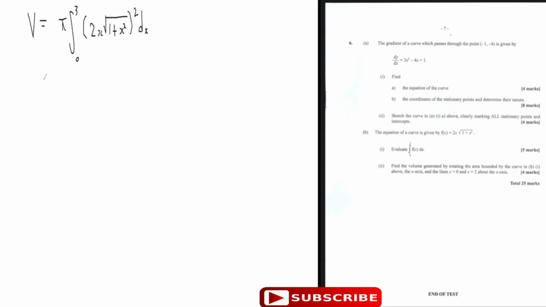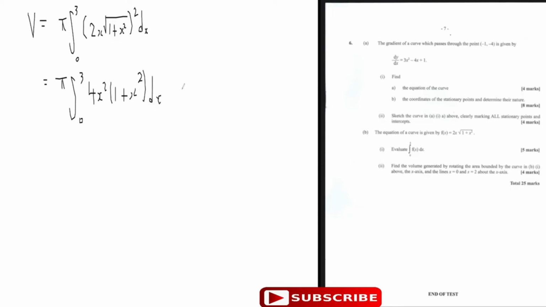So that's going to work out to be pi times the integral from 0 to 3 of 2x squared, which is going to be 4x squared, multiplied by 1 plus x squared. That's when you expand the perfect square. This is what you'll get. Let me fix this one. It's supposed to be 1 plus x squared. Close the bracket there. And then I work this out.